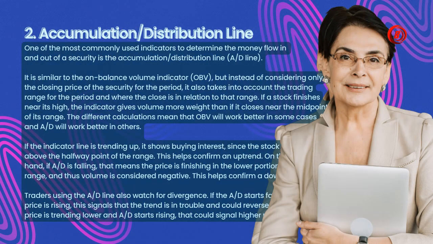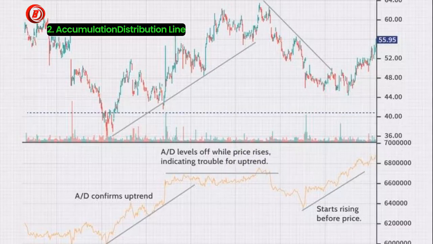2. Accumulation, distribution line. One of the most commonly used indicators to determine the money flow in and out of a security is the accumulation, distribution line, AD line. It is similar to the on-balance volume indicator, OBV, but instead of considering only the closing price of the security for the period, it also takes into account the trading range for the period and where the close is in relation to that range. If a stock finishes near its high, the indicator gives volume more weight than if it closes near the midpoint of its range.